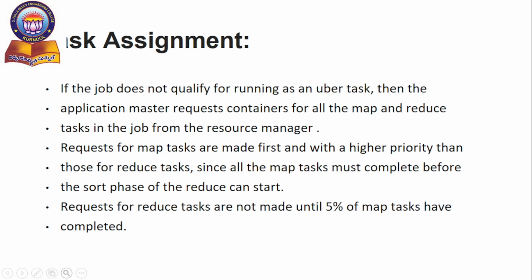The task assignment. If the job does not qualify for running as an Uber task, then the application master requests containers for all the map and reduce tasks in the job from the resource manager. Now requests for map tasks are made first and with a higher priority than those for reduce tasks, since all the map tasks must complete before the sort phase of the reduce can start. So before starting the reduce phase, all the map tasks should complete their output and give it to the shuffle and sort phase. Once the sort phase has been received, it will be transferred to the reducer.